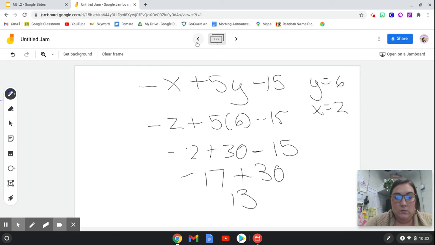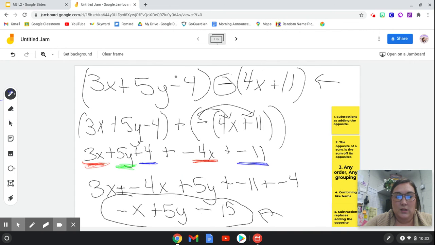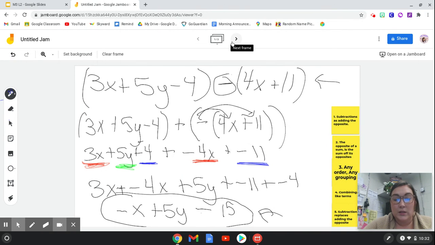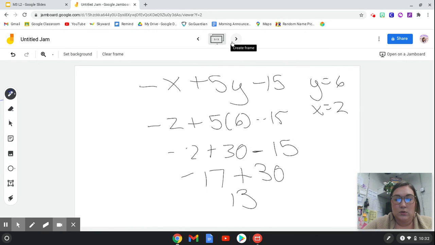So my two answers are the same, which means I did all of these steps correctly, and I have two equivalent expressions now. So lots of steps, I know. Try and follow along and try it on your next problem.